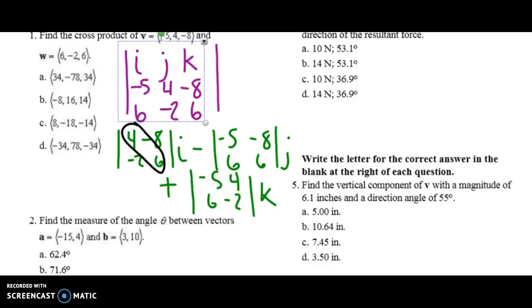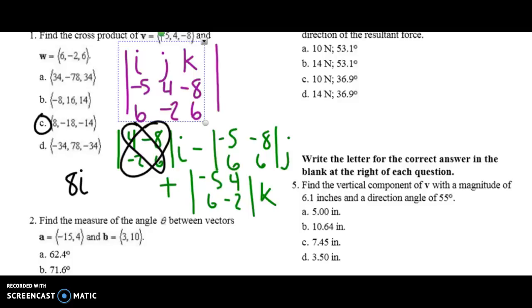So 4 times 6 is 24 minus a positive 16. So 24 minus 16 would be 8. So I'm going to have 8I. Well, if you look right here, the only answer that has 8I is going to be C. And so I can be done.